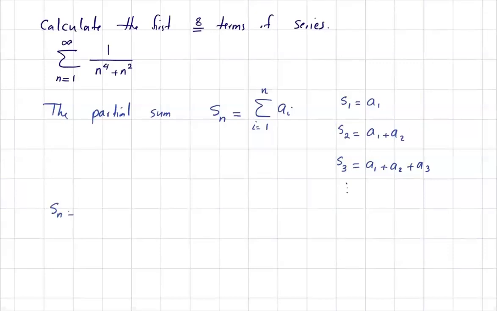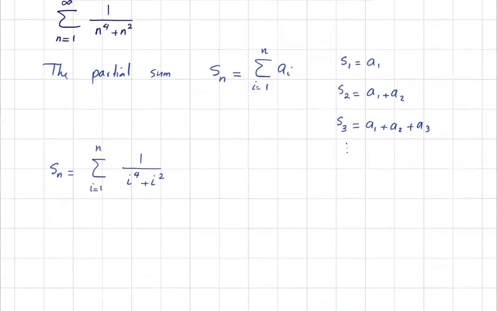So S sub n is equal to the summation of 1 divided by i to the 4th plus i squared, and i starts from 1 and goes to n. We want to calculate S sub 1. S sub 1 is equal to 1 divided by 1 to the 4th plus 1 squared. So wherever you see i, you substitute 1. Basically, S sub 1 is 1 divided by 1 plus 1, or 2. S sub 1 is nothing but 0.5. This is my first value.